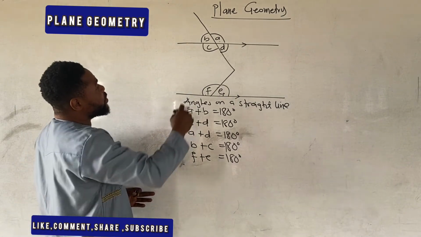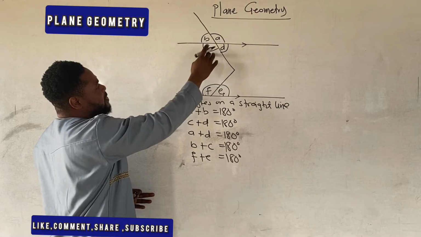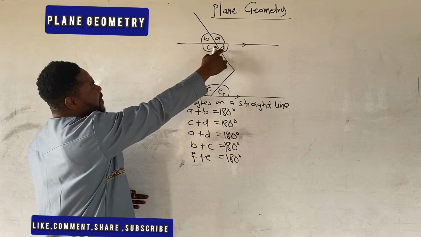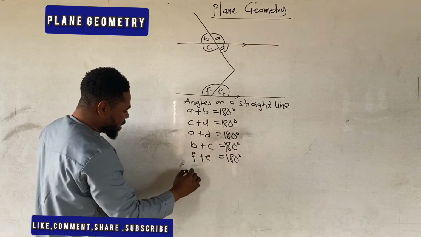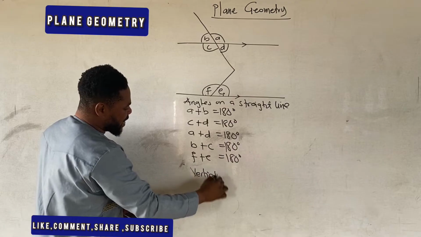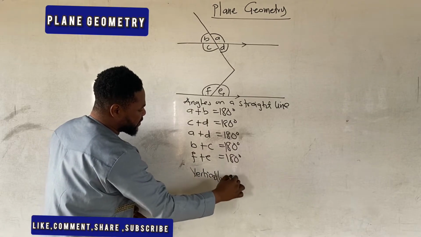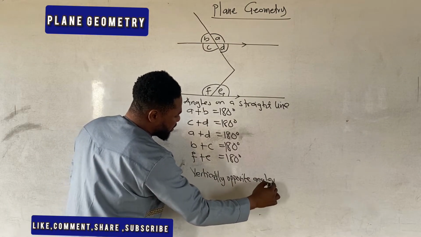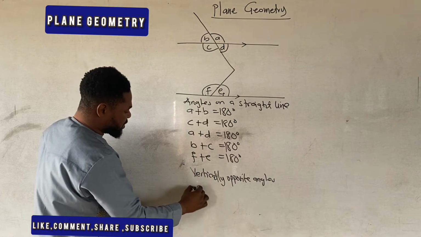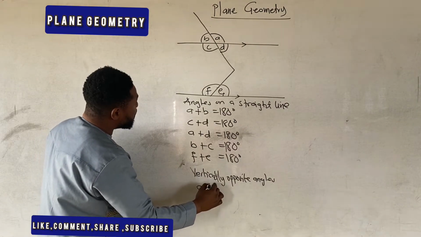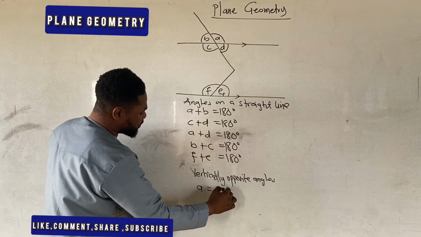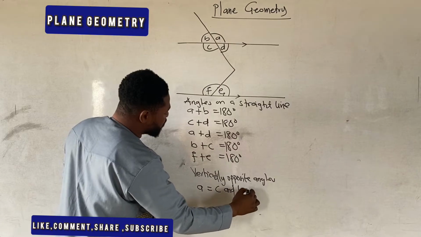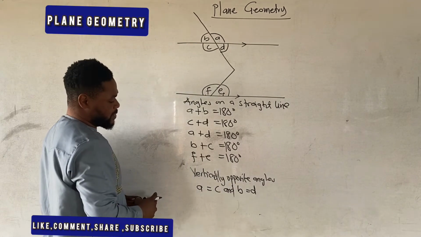Now, let us also look at this angle here, A and C, B and D. Now, we say that angle B and angle D are equal, and that is what we call vertically opposite angles. So, vertically opposite angles are equal. Therefore, we can say our A should be equal to C. And also we can say that B should be equal to our angle D.